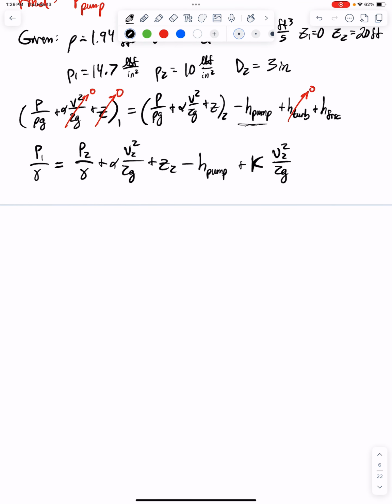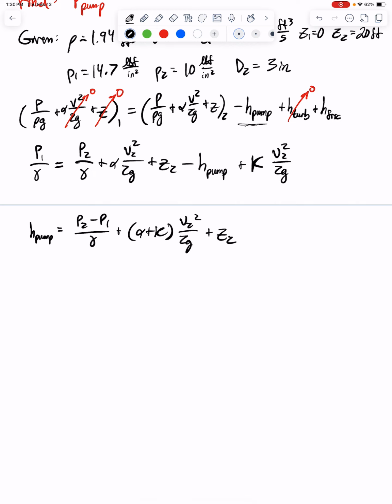So once again, I'm isolating for H pump. I'm going to move H pump over to the left-hand side and move the pressure P1 term to the right-hand side. So H pump equals P2 minus P1 divided by gamma. Plus, I'm going to combine these two velocity head terms. Alpha plus K times V2 squared divided by 2G plus Z2. So this is my equation for H pump. And I have every term but V2, which I'm going to solve for right now because similar to the first problem, we have a volumetric flow rate, we have constant cross-sectional area in the pipe, therefore we can solve for velocity.